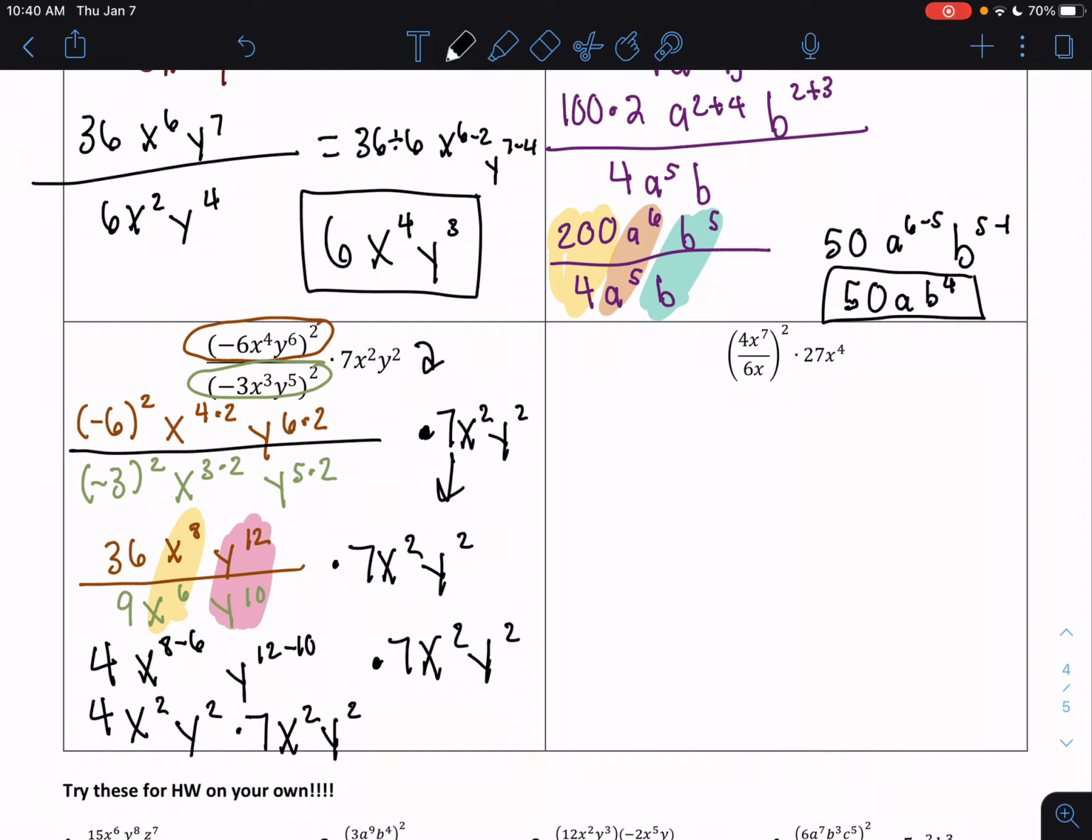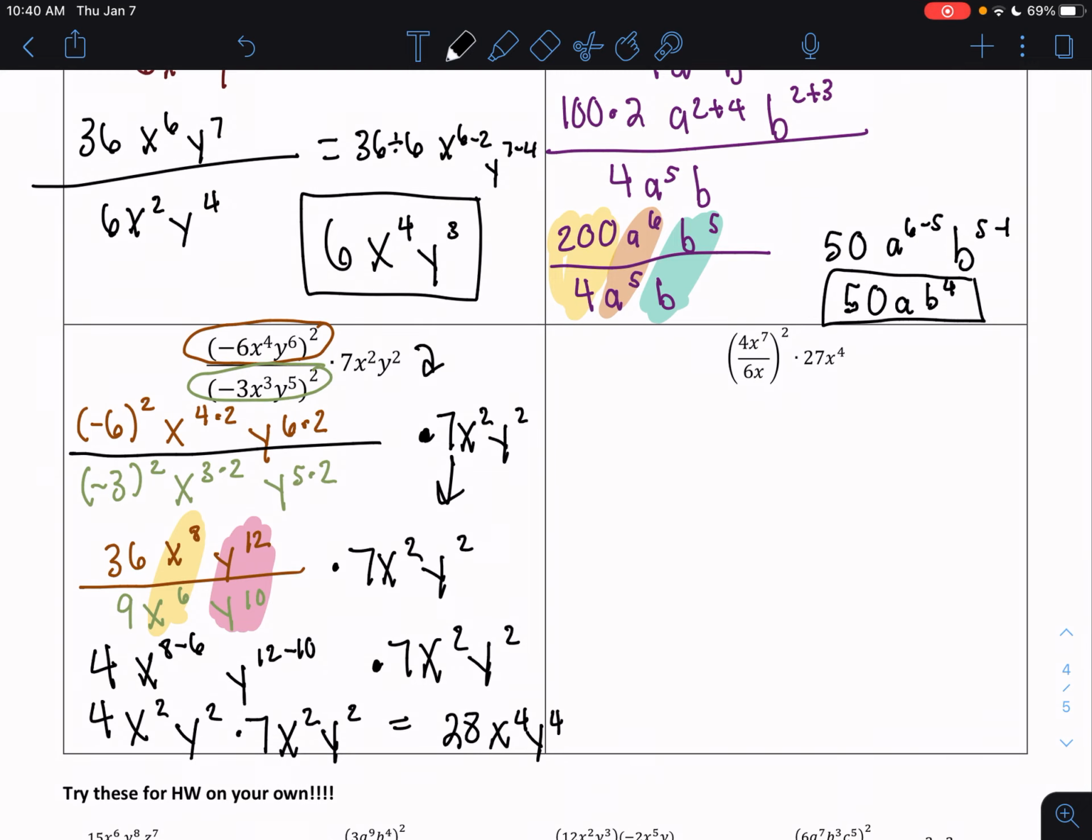Now we can combine these, right? And what are we going to do with the exponents? We're going to use the product rule and we're going to add them. So we would have 4x to the 4th. Oh, I forgot the 7 there, sorry. 4 times 7, which is 28. And then we'd have x to the 4th times y to the 4th. And that is our final answer there.